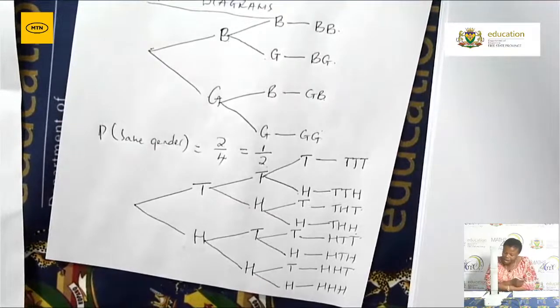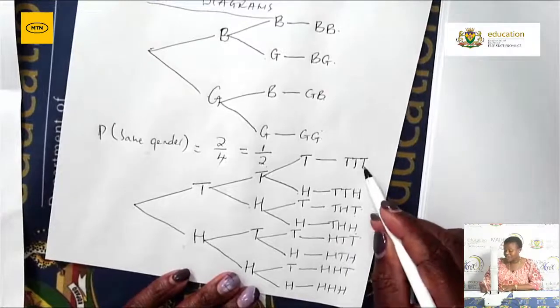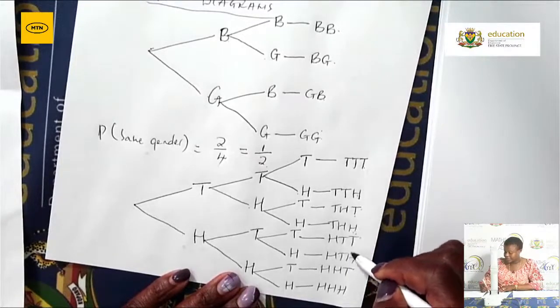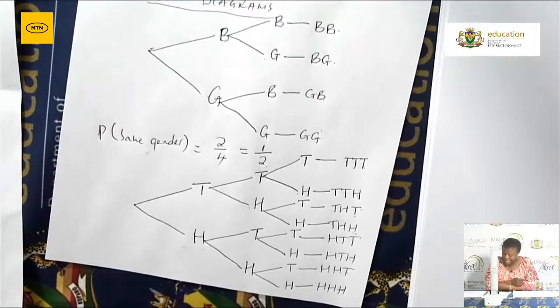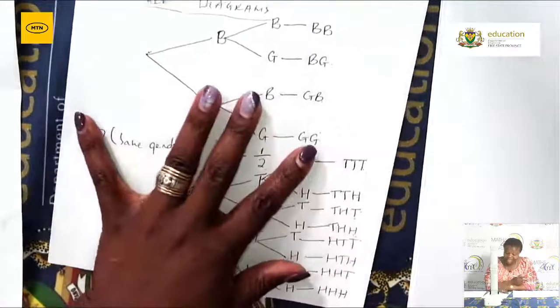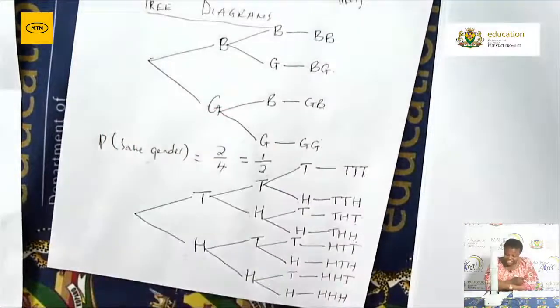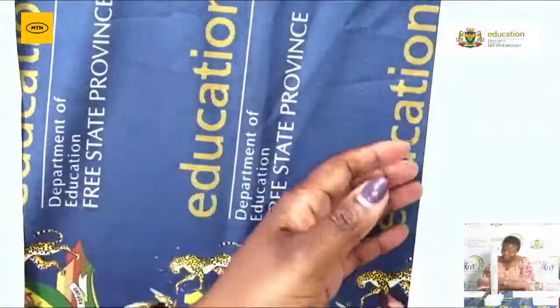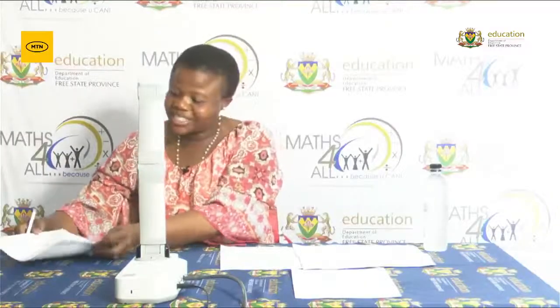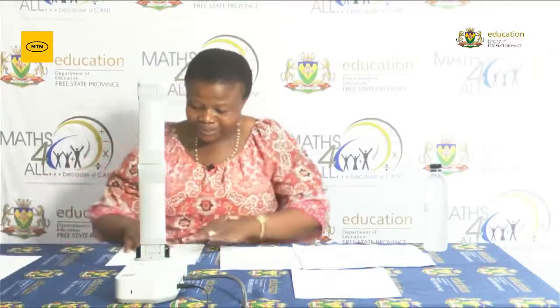And then you have to count how many outcomes, because the question said how many outcomes are there if you toss a coin three times. So the possible outcomes you count is 1, 2, 3, 4, 5, 6, 7, 8. So there will be 8 outcomes. That is about probability on a tree diagram. Then we move on to the other one, which is a two-way table.